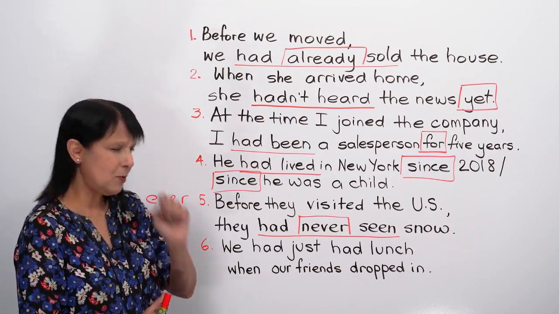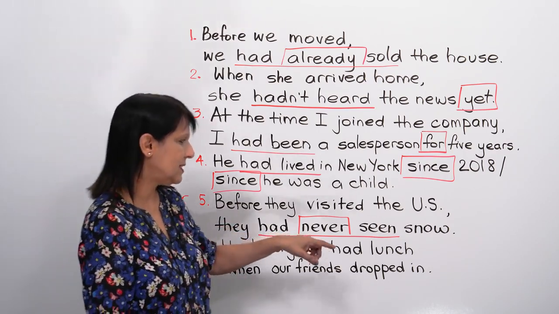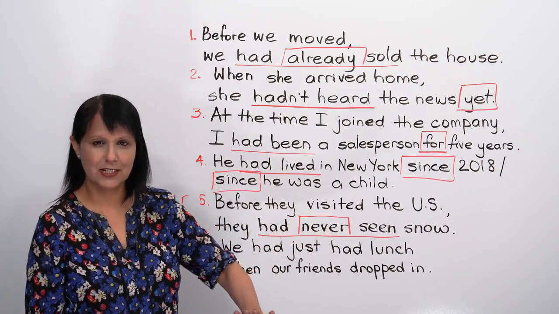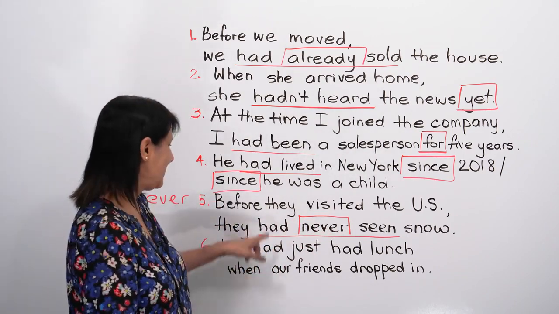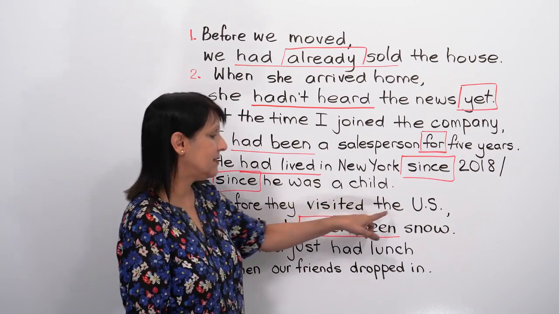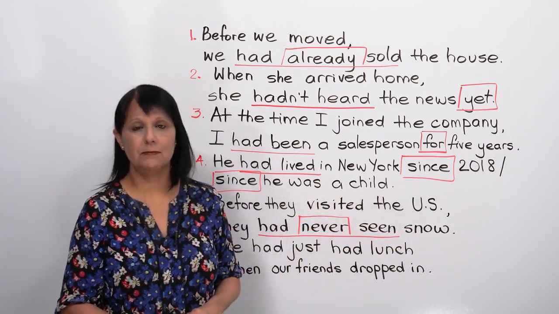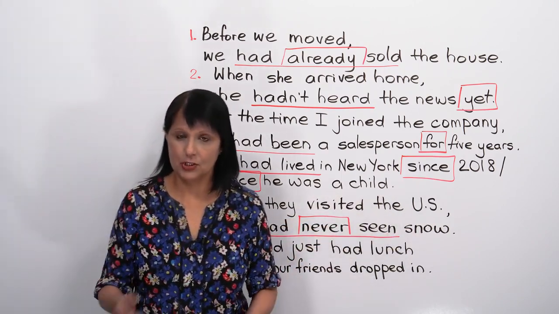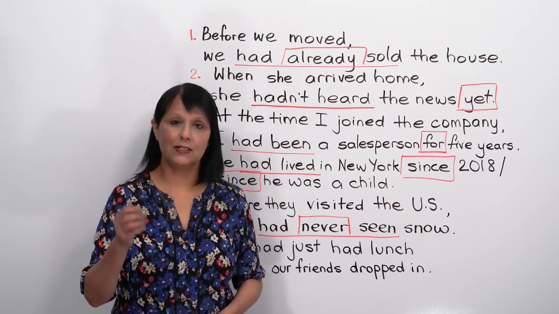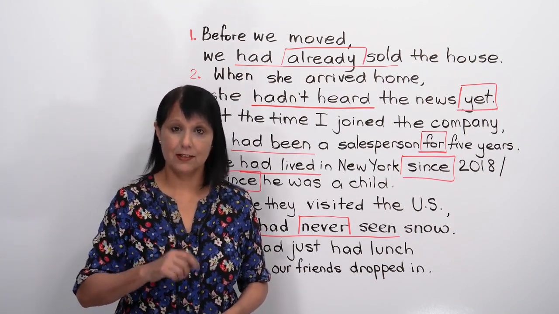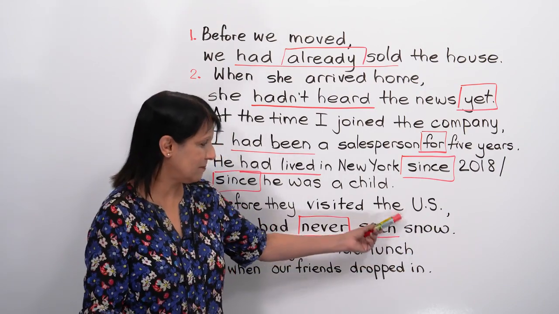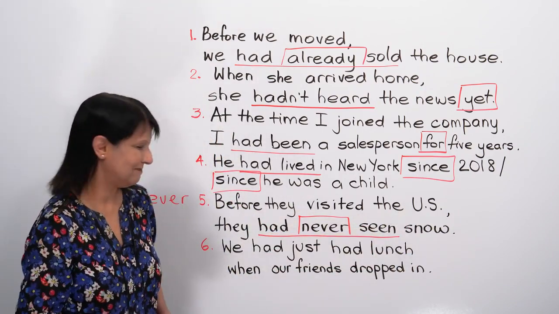Now, also one small point, a lot of people make this little mistake. It has nothing to do with the past perfect tense. It just has to do with good English. So you need to say before they visited the US. Many people say before they visited US, which is short for United States. But you need to say the US, the United States. All right? Don't forget that little word, that article.